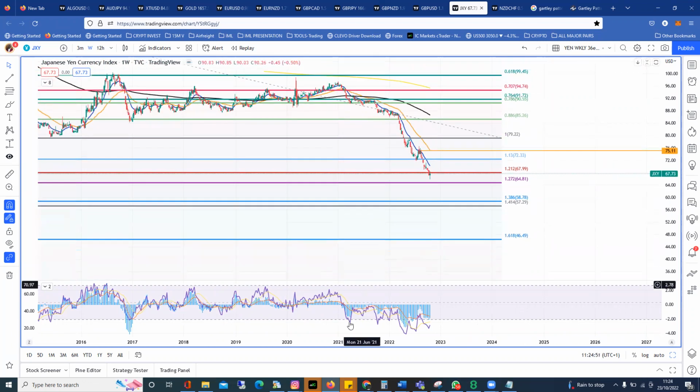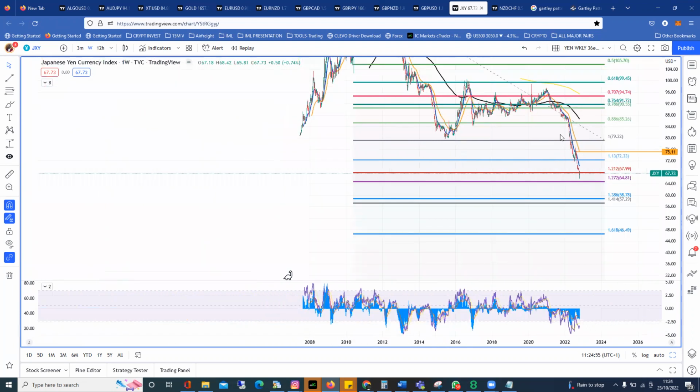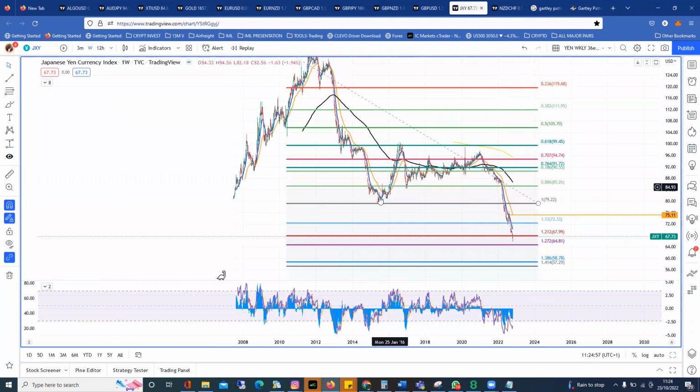But before it gets there, where did we extend to? So from this particular low to this particular high of 61.8, which is around 38.2%.